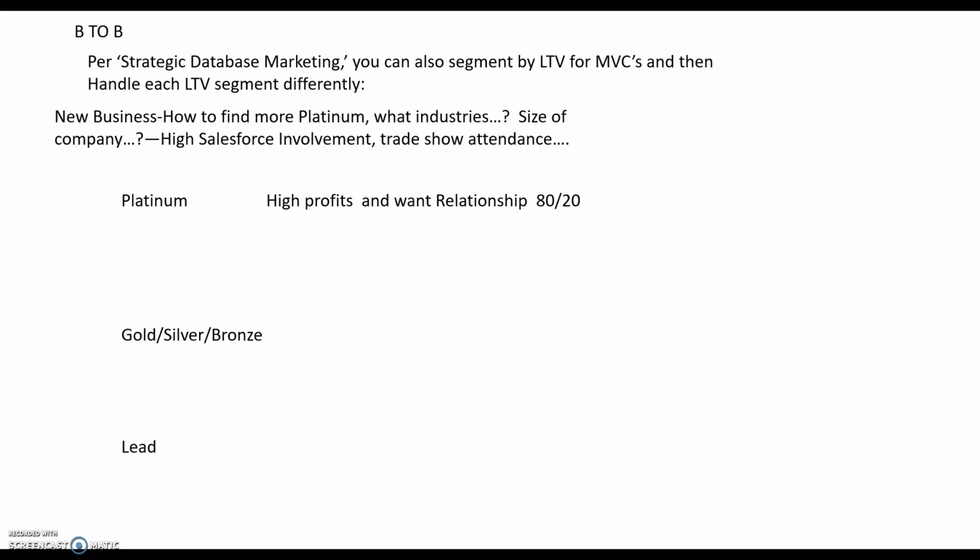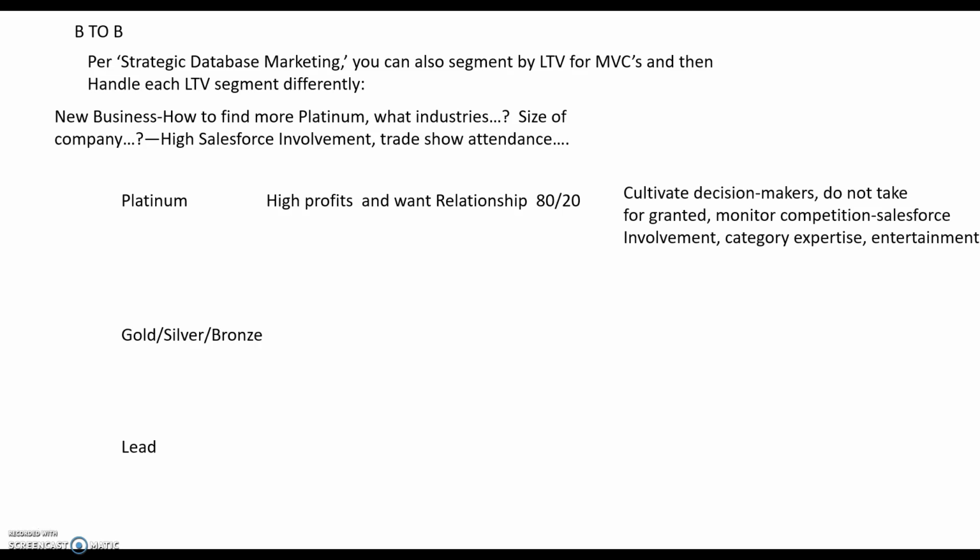So basically, a very simple way to divide your customer databases: maybe you put it in 3 tiers. You have your platinum customers, where you're making a lot of money and you really want to keep that relationship. These are the 20% of your customers that are 80% of your business. These are your MVCs. What do you do with these people? What are your actions in terms of B2B marketing?